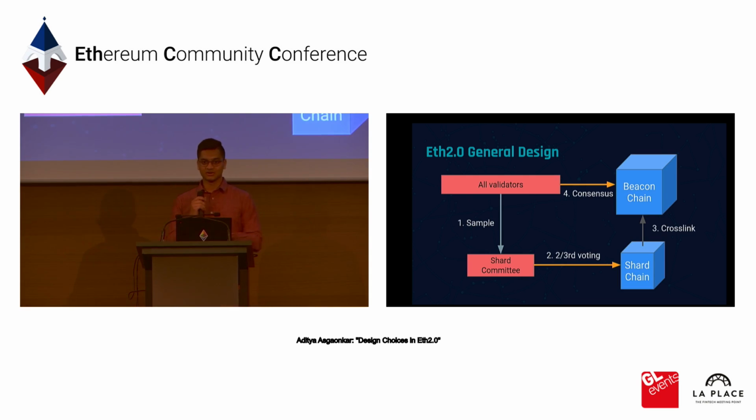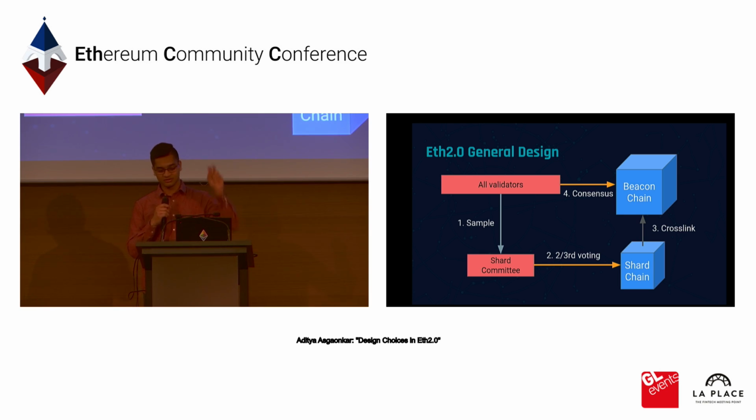So roughly, it looks something like this. You have all validators on this top left corner. You sample them, get a shard committee, which is responsible for some shard. Then that shard committee does 2/3 voting on blocks in that shard. You get a shard block.